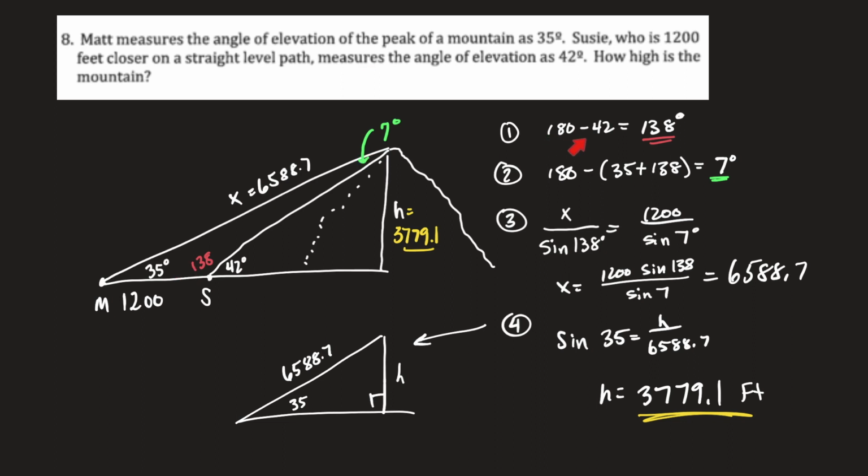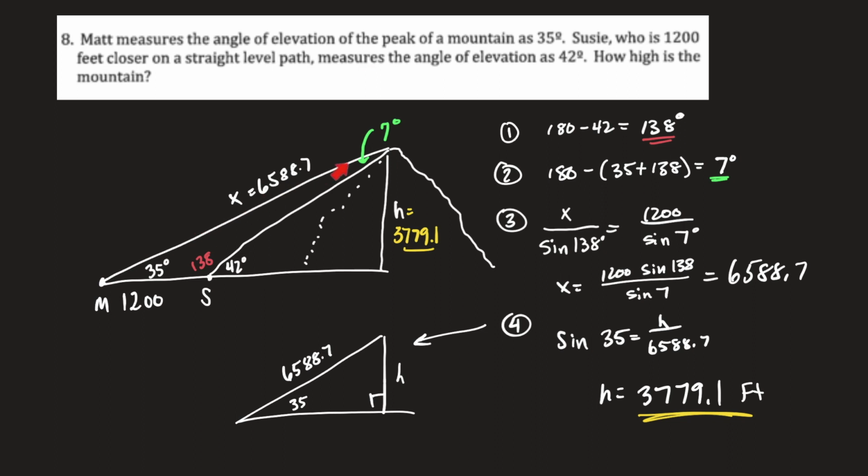So we said 180 minus 42 is 138. Then we're going to add the other two together and subtract from 180 to find the missing angle at the top, which is 7. Right, I've got it here. Which brings up the law of sines question. I'm going to have x, this part, over the sine of 138 here, and then I've got the 1,200 over the sine of 7. That's what you see there. Solve this for x, and you're going to get 6,588.7.